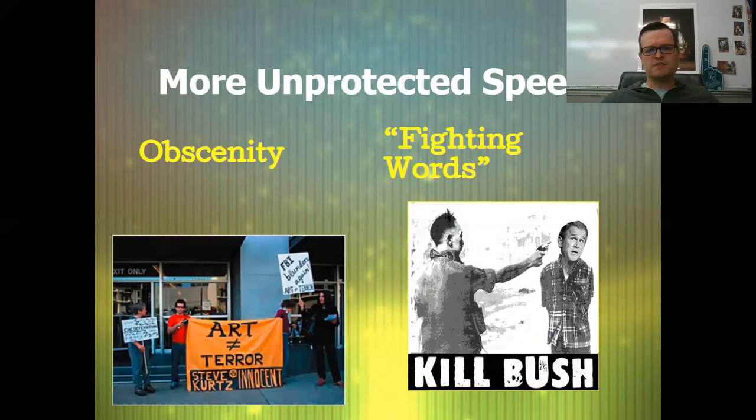More unprotected speech: obscenities and fighting words are just two examples of things that are not protected. We've kind of mentioned this before. Freedom of speech doesn't give you the right to just go out and say whatever it is you want to say. You can't go down the street just yelling obscenities, the F word or whatever. So it doesn't protect those things, okay? It's really there to protect us from government.